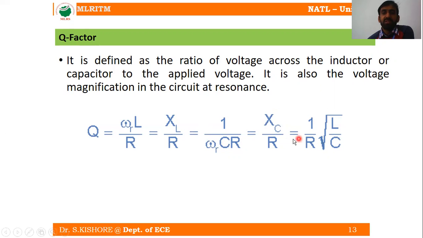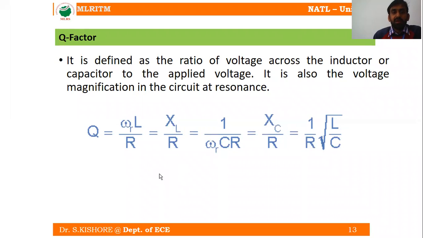So finally we can write it as Q equal to 1 by R root over L by C. If you cross multiply these two equations, XL by R is equal to XC by R. So obviously you are going to have 1 by R root over L by C, because here you have XC by R and XL by R. So the quality factor is going to be 1 by R root over L by C.